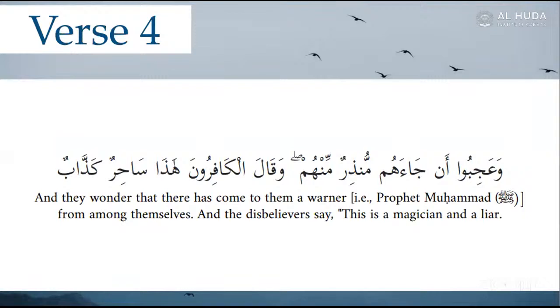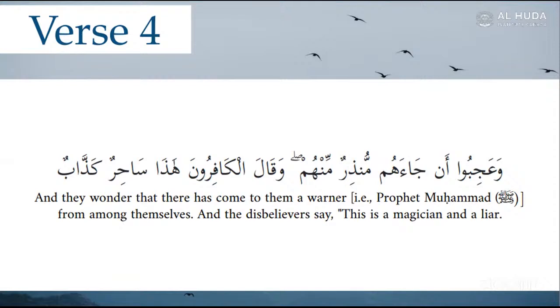And it is also specified here, minhum, from among themselves. So in the general sense, he was a human being that they could relate to. And also in terms of lineage, he was from amongst them, from the Quraysh. Despite this, they disbelieved in him. They knew him as Sadiq and Amin before prophethood. And then afterwards, he became for them Kadhib and Kahin. So really their opposition was not against him because of who he was. Their opposition was because of what he brought, the message he brought.